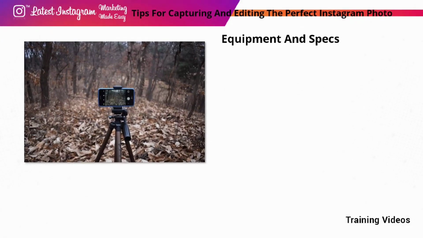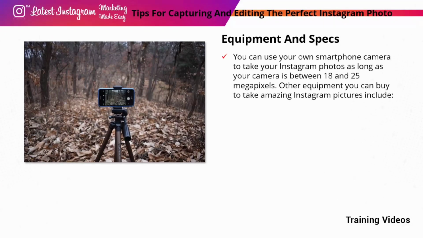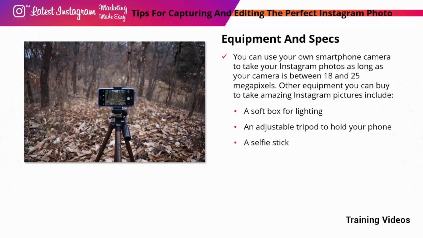Equipment and specs. You can use your smartphone camera to take your Instagram photos as long as your camera is between 18 and 25 megapixels. Other equipment you can buy to take amazing Instagram pictures include a softbox for lighting, an adjustable tripod to hold your phone, a selfie stick.